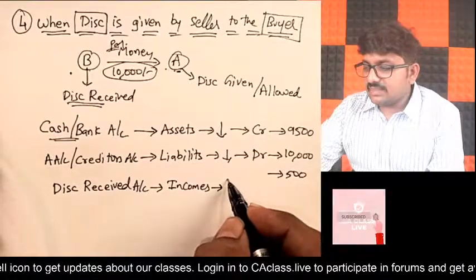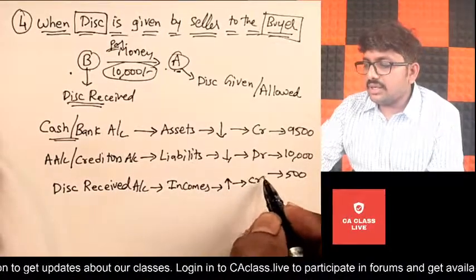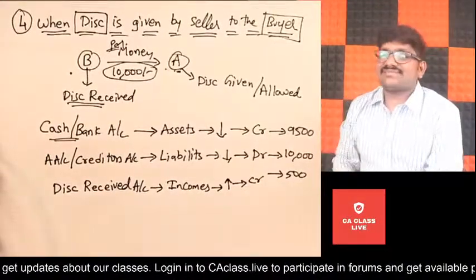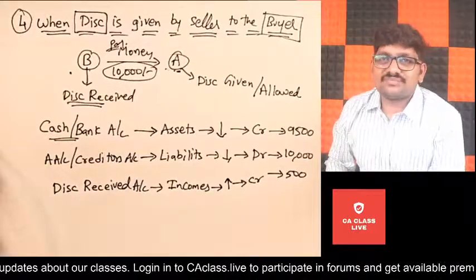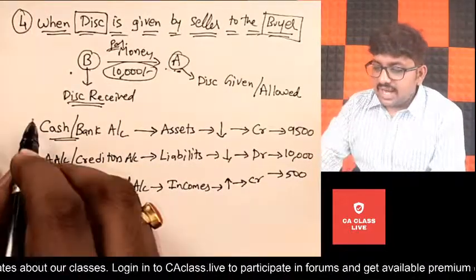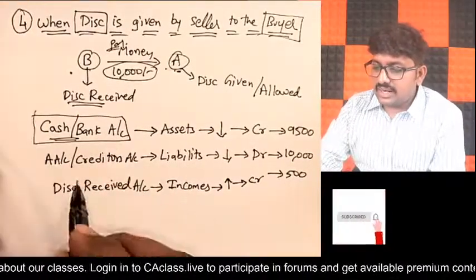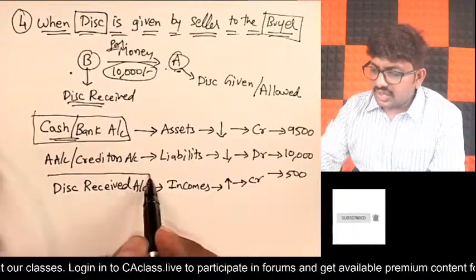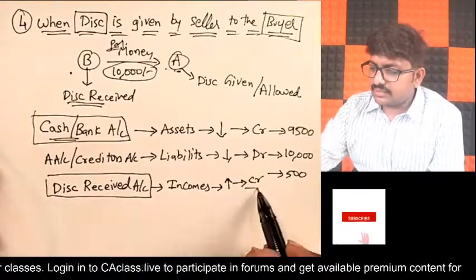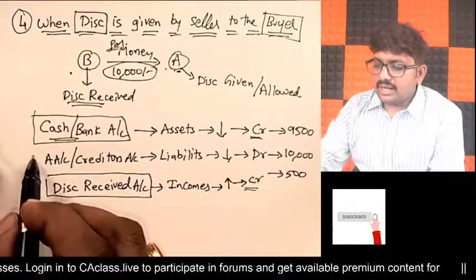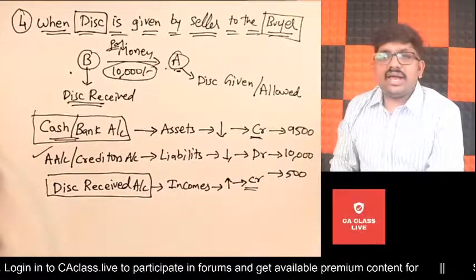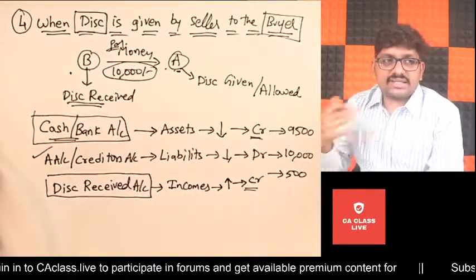When incomes increase, what you should be doing? Credit by 500 rupees. Got it, friends? What does it mean? Cash account and discount received account will be credited, and A account or creditors account will be debited. Got it? So let us see this in action.